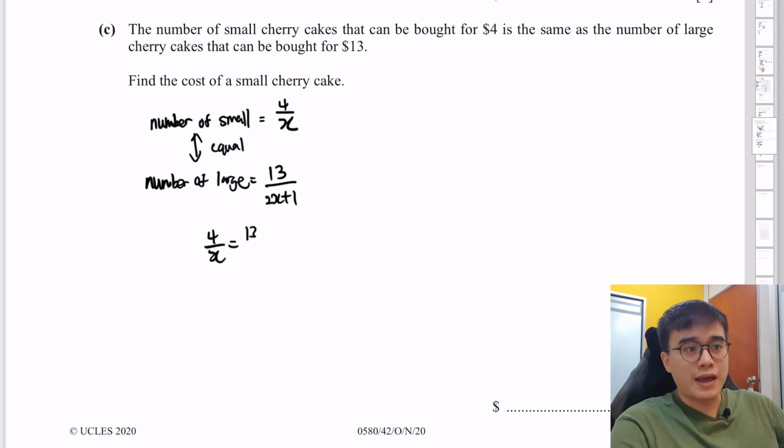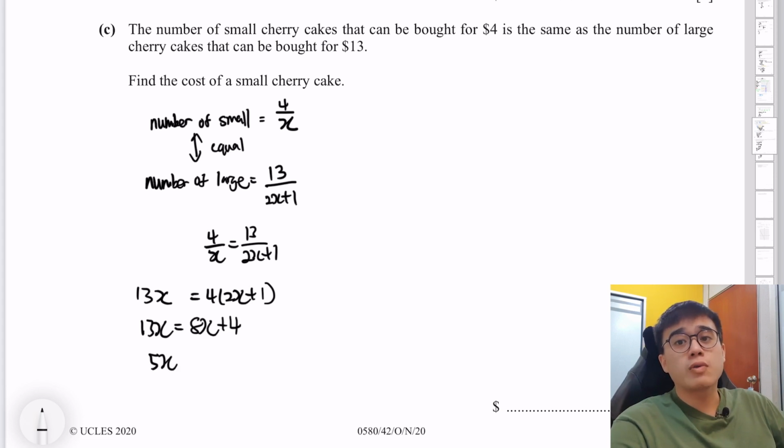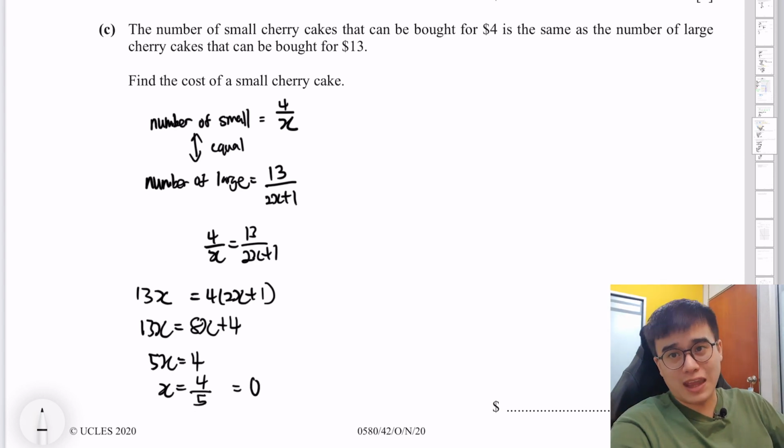So when you cross multiply, you will get 13x equals 4 bracket 2x plus 1. Expand the brackets. You get 5x equals 4, where the x value will be 0.8.